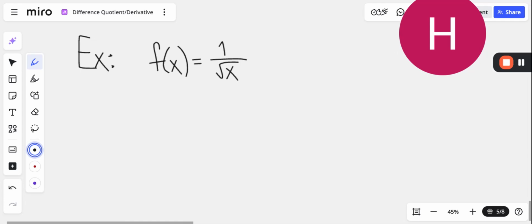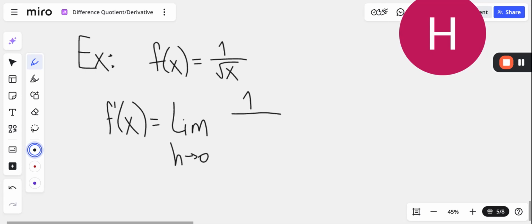So just think about that. Let's see, the derivative f prime is the limit as h goes to 0 of 1 over square root of x plus h, because that's f of x plus h, minus 1 over square root of x. And this doesn't look as complicated.